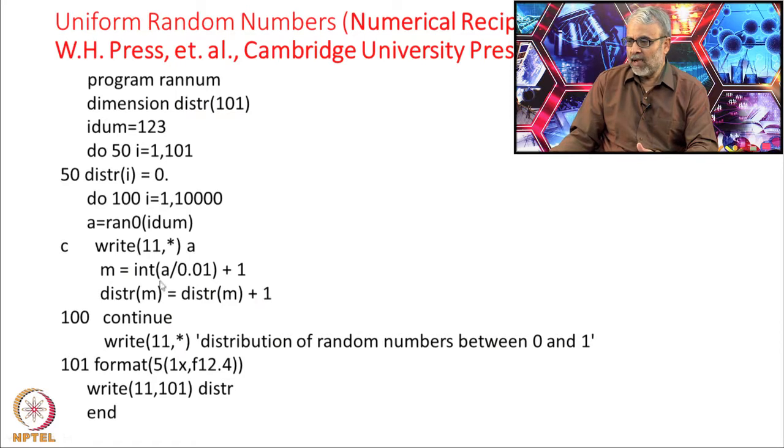Next time let us say my random number is 0.4. That 0.4 divided by 0.01 is 40, 40 plus 1 is 41. The 41st box will be incremented by 1. This way I generate 10,000 random numbers with my range between 0 and 1. If they are completely uniformly distributed, each bin of 0.01 size should have 100 random numbers. There should be 100 between 0 and 0.01, 100 between 0.01 and 0.02. Each one of these bins should contain 100 numbers. We will see through the program whether each one will contain 100.